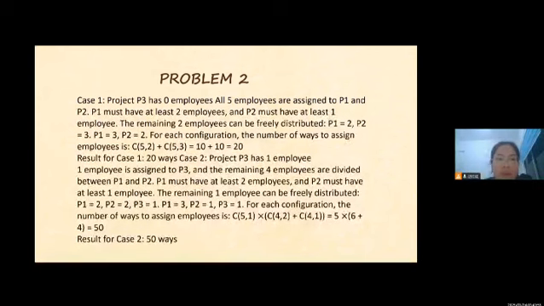Total, adding the 3 cases together, the total number of valid assignments is 10 plus 40 plus 30 equal 100 ways.